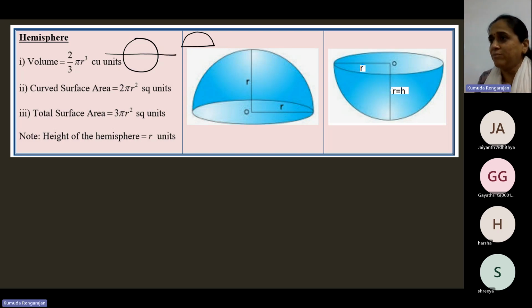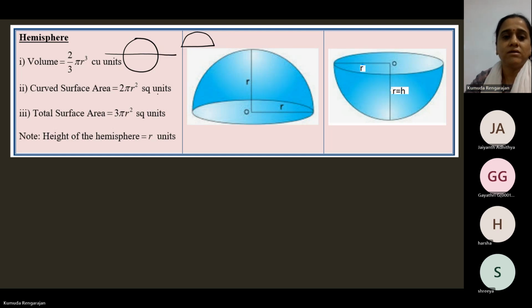In the case of a cap, where is the cloth used? The cloth is used only to make the curved surface area. For that bottom circle, no material is used.